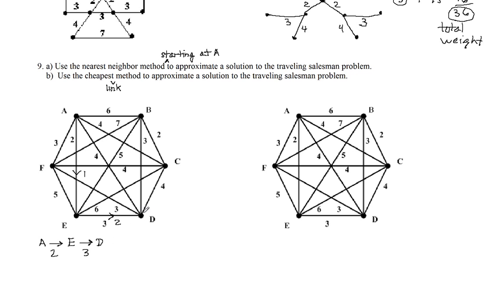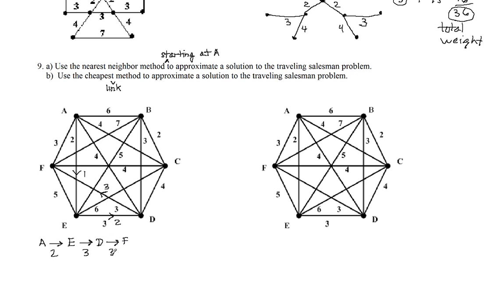And then from D, we can go to C, B. We don't want to go back to A yet, because that would close up the cycle too soon. But we could go to C, which is 4, B is 3, or F here is 3. So here, actually, we've got a tie. We could either go to F for a 3 there, we could go to B for a 3 there. So you can pick either one. Let's go from D to F. Let's use that one. So this will be our third one. So we're going to go D to F.